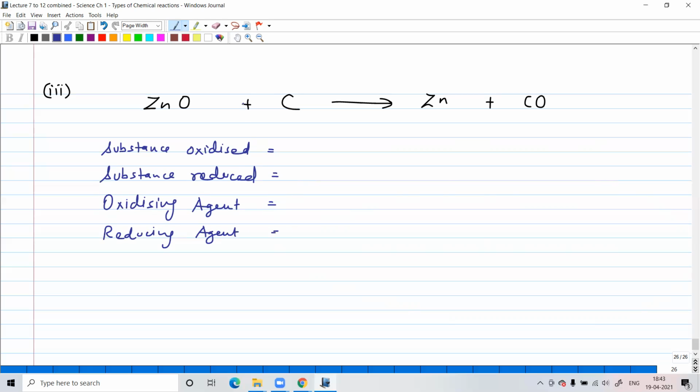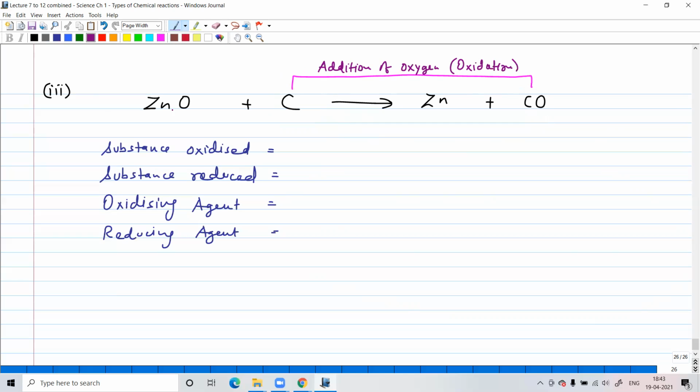So the substance which gets oxidized, see here it was carbon and then it became carbon oxide. So oxygen got added to carbon, no? Yes, sir. So this is where your oxidation is happening. Carbon getting converted to carbon oxide, carbon monoxide, which is addition of oxygen. And that's why this is oxidation.